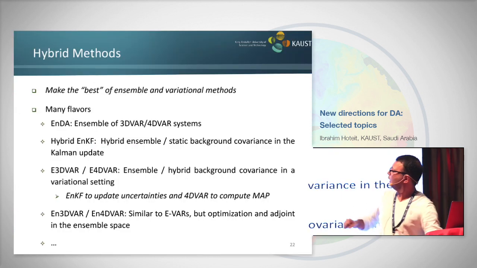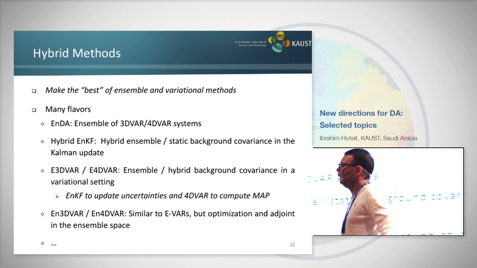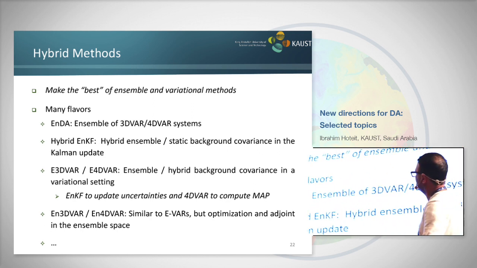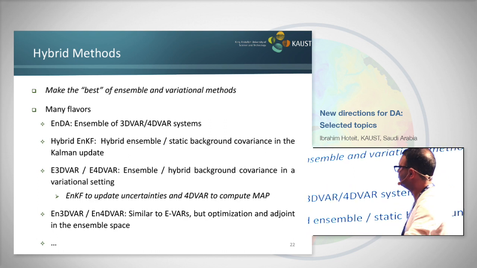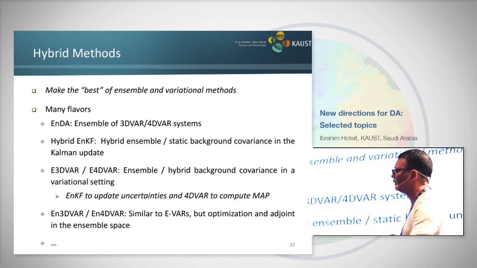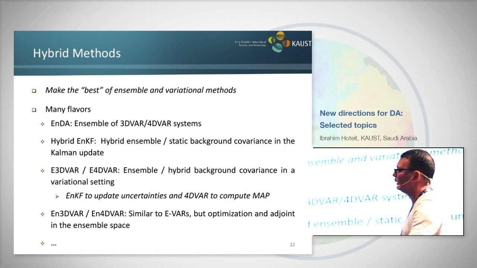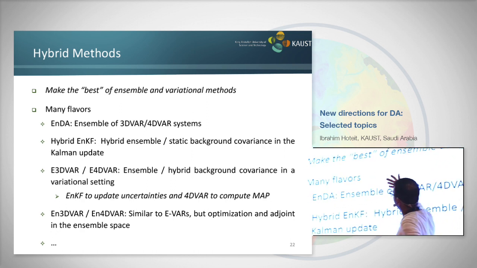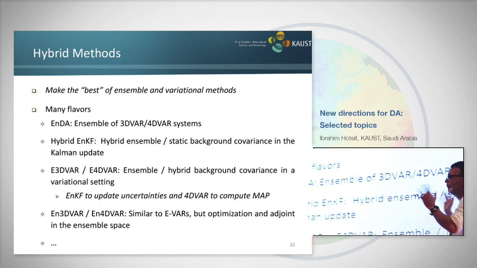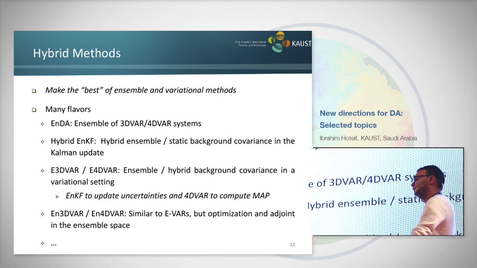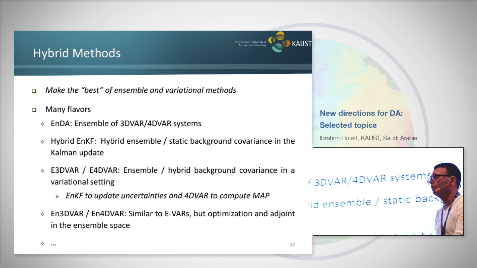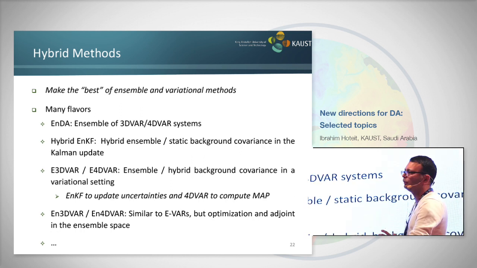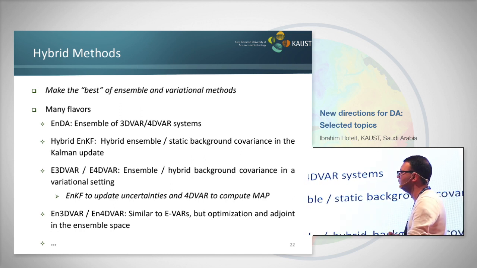Okay, this is a whole mess. Hybrid methods. Probably you're hearing about it, and it's becoming popular in the atmospheric community. I haven't seen applications of it in the ocean community yet. But the idea of this hybrid method is to make the best of the ensemble methods and of the variational methods, 3D-Var and 4D-Var. And there are a lot of flavors. I try to make some sense of them.